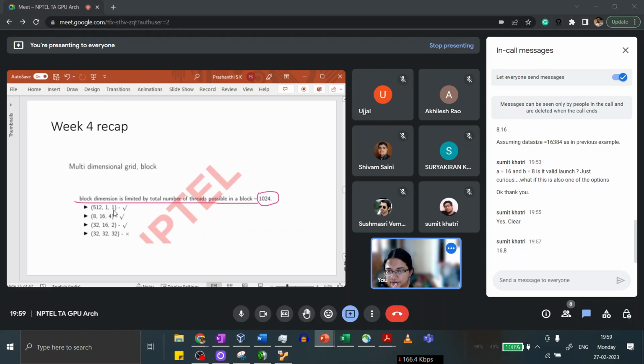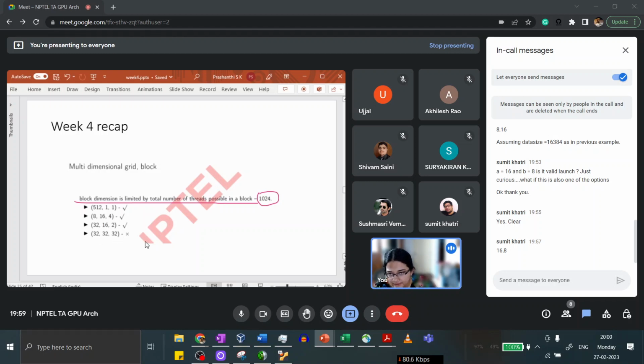So 512 into 1 into 1 is 512, which is less than 1024. 8 into 16 into 4 is also less than 1024. It will come to 512. 32 into 16 into 2, which is 32 into 2 is 32 into 32 is 1024. That is also fine.